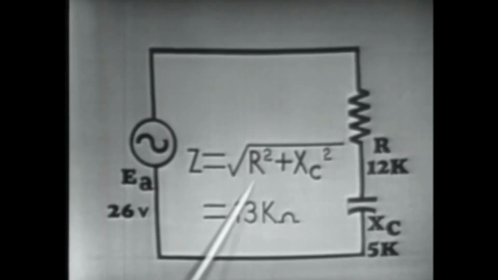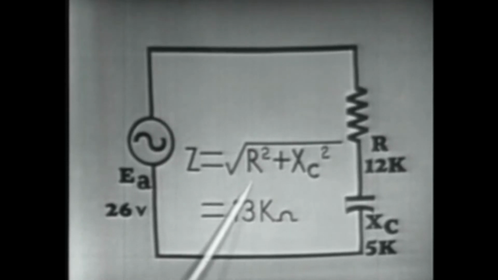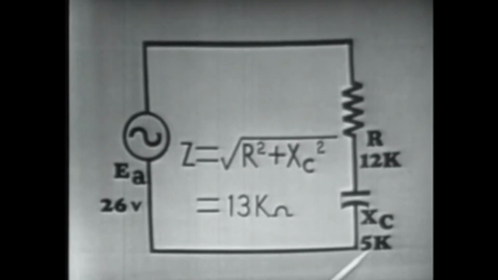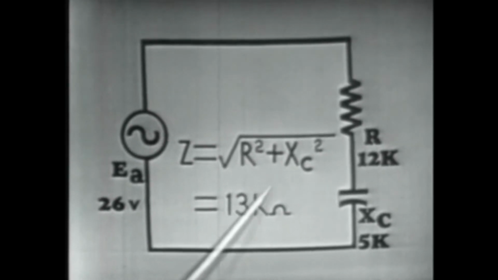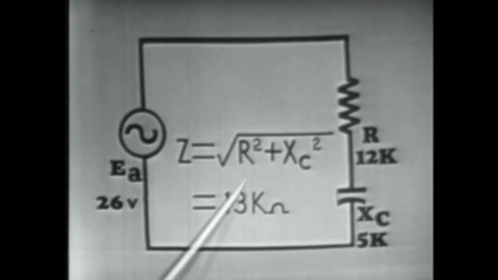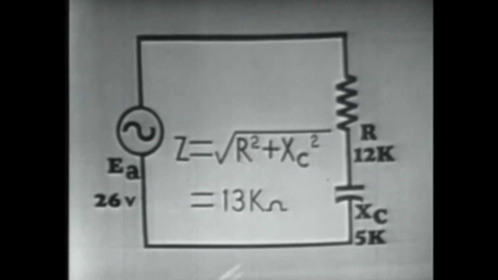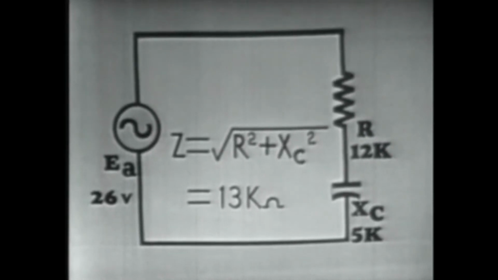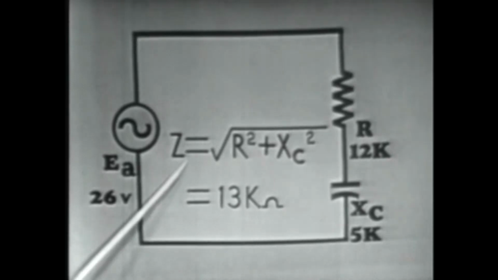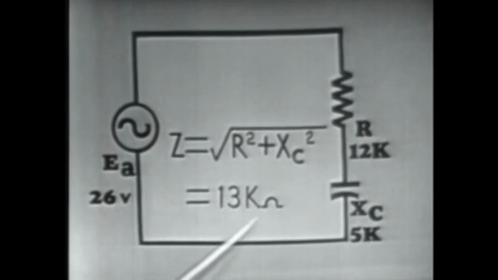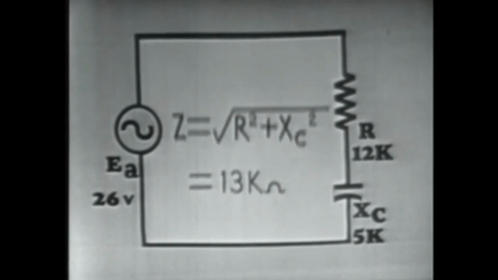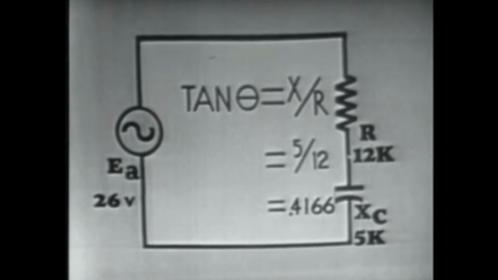Substituting into our formula, 12 k ohms: 12 times 12 is 144, plus 5 times 5 is 25. Added together, that is the square root of 169. Extracting the square root of 169 is equal to 13. Of course, our answer is expressed in k ohms. So once again, we have an impedance determined by the Pythagorean theorem equal to 13 k ohms, the same as that we determined graphically.